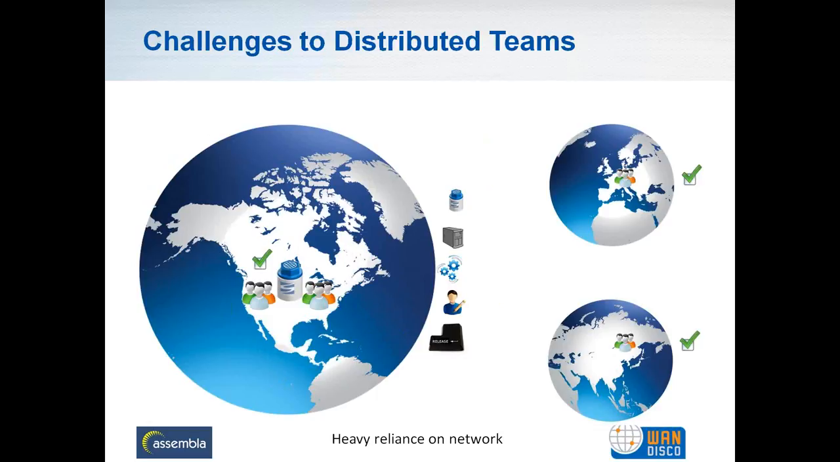So let's add to this picture a couple of new locations. For example, we're going to add the UK and we're going to add China as distributed sites that have a global presence now and have different team members there. So the first challenge is the heavy reliance on the network. Where our previous scenario had good connections, we all know that when you add distance, it adds complications and reliability issues.